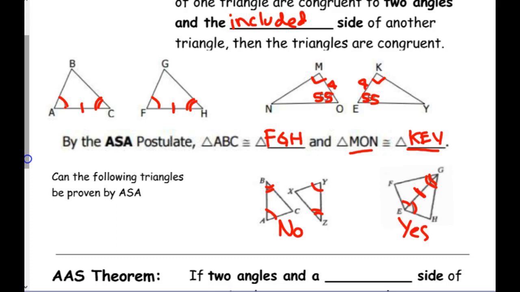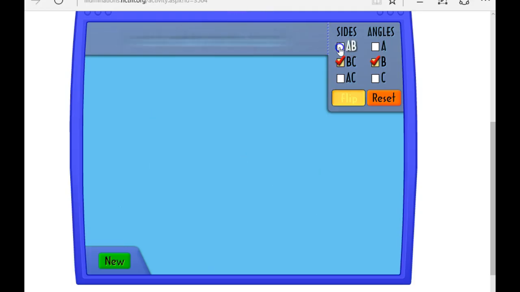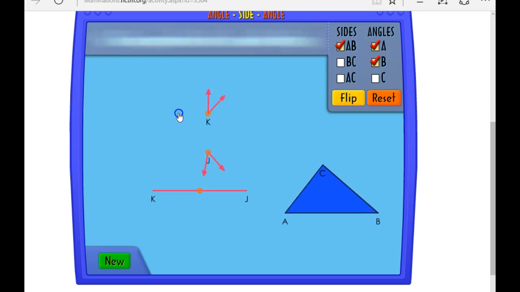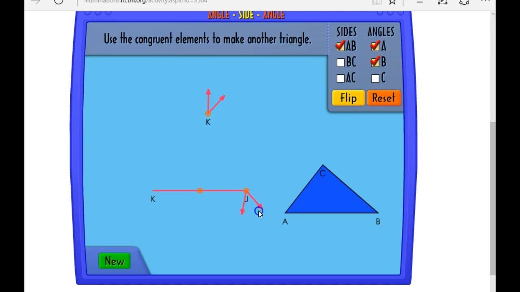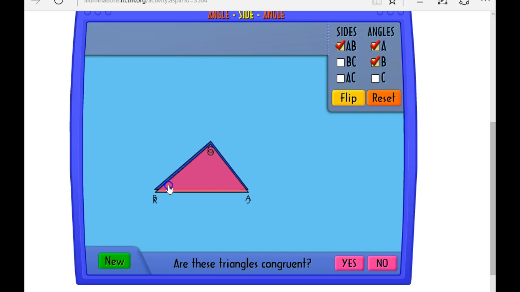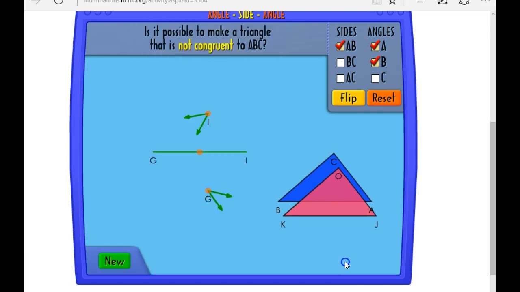Angle, side, angle. Okay? Now let's see if this one also works on the interactive thing here. So I got angle, side, angle. Okay? Now let's see if this gives me the exact same triangle every time. So angle, side, angle gave me a triangle. Does the same exact angle, side, and angle give me the exact same triangle? Are these exactly the same? If I flip it, ta-da! So those are congruent. Angle, side, angle does work, okay?